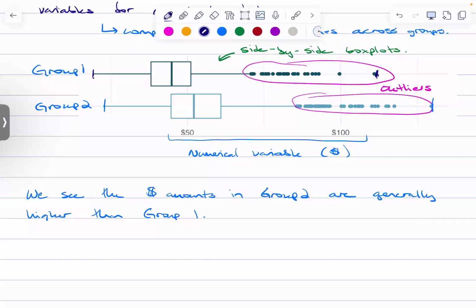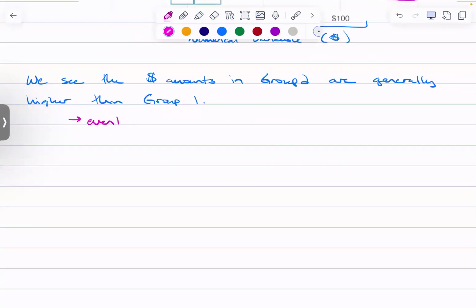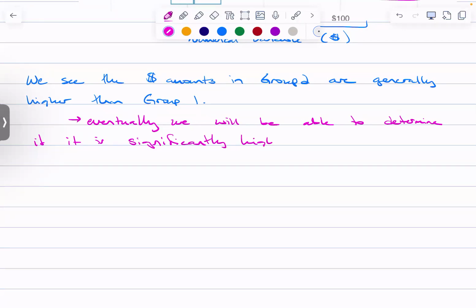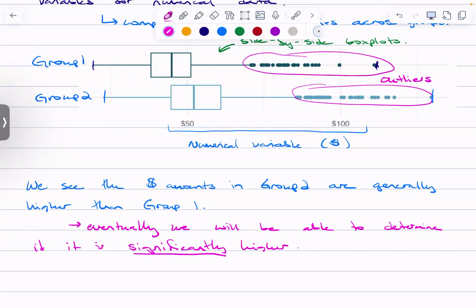A follow-up question that we'll be able to answer eventually is, okay, generally higher. What about, is it significantly higher? Right? That's worth exploring. So eventually we will be able to determine if group 2 is significantly higher than group 1.